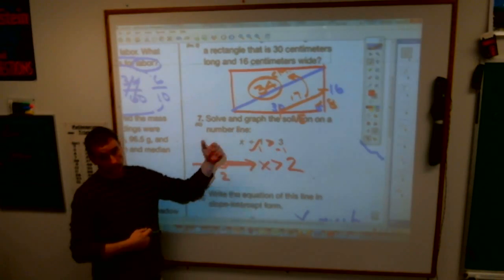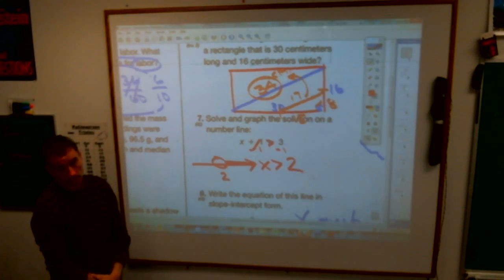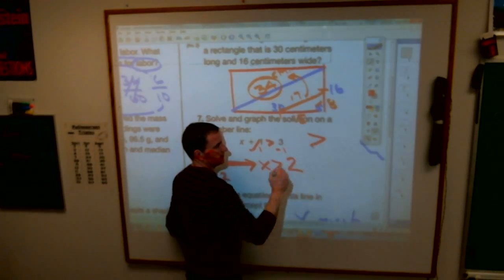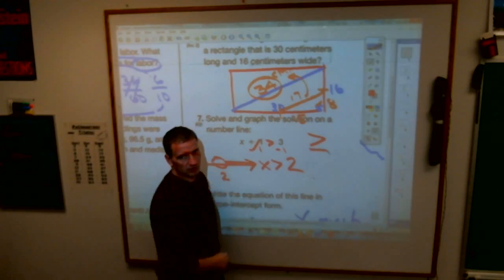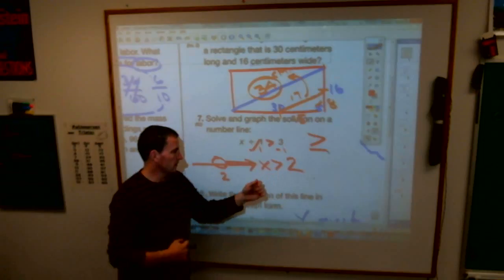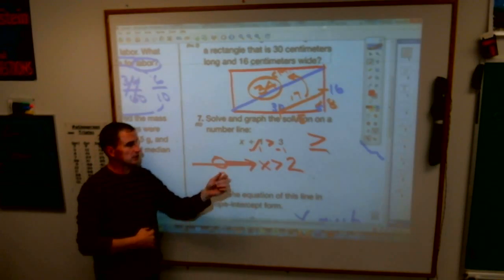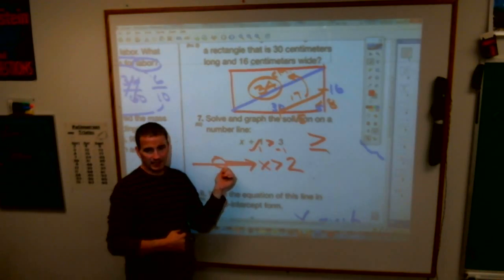How do you know if it's an open circle or a closed one? If it is just this, it's an open circle. If that has an equal sign under it, it is closed, because an equal sign means can equal. Open circle means it starts at 2 but doesn't include 2, because is 2 bigger than 2? No. So 2 is not my answer.